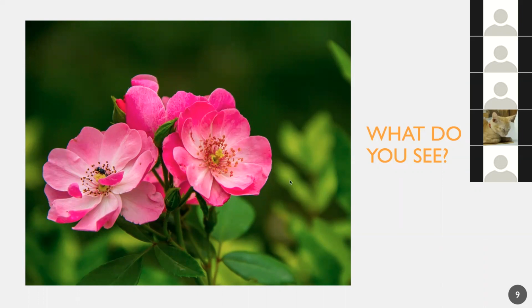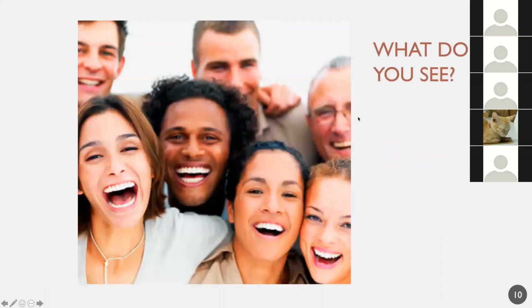Okay, most of you see flowers and the blurry background, right? Maybe you see leaves as well. Even though it's blurry, you can tell that they are leaves. Maybe they're flower. I don't know. But yeah. So you see the flowers, right? What about this one? What do you see?